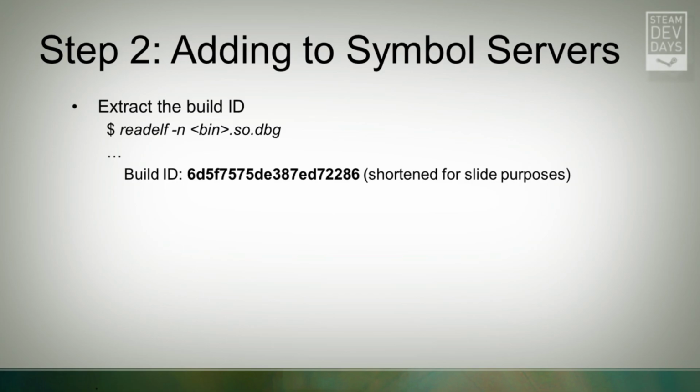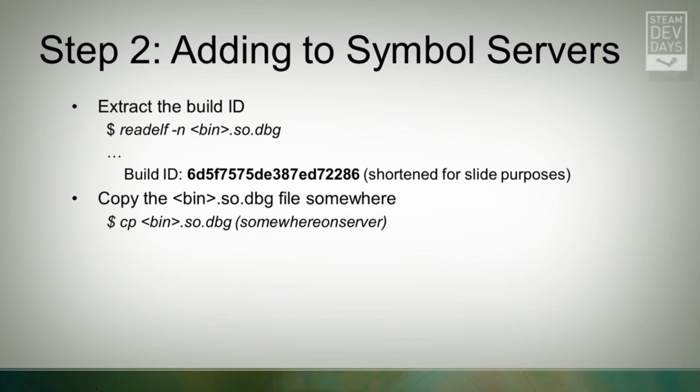So once you've told GDB to look for symbols, now you have to put some there. So the first step is easy. Extract the build ID from the .dbg file. So readelf -n is one of the commands that will do that. Like I said, build IDs are 40 characters. I'm doing 20-character build IDs so that they fit on the slides better. The concepts remain exactly the same.